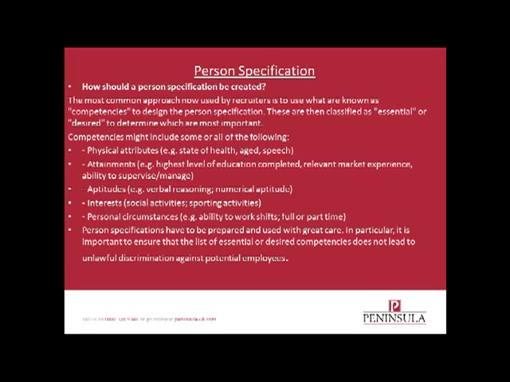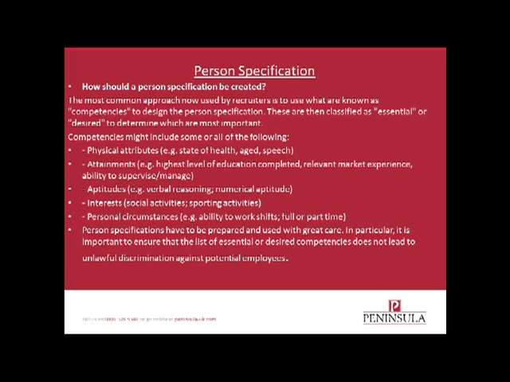So aptitudes. Interests, social activities, sporting activities can give you an indication of what somebody is like. Personal circumstances: ability to work shifts, full or part-time. And then the person specification has to be prepared and used with great care. In particular, it's important to ensure that the list of essential or desired competencies does not lead to unlawful discrimination against employees. So you've got to really be careful of discrimination here. You might have a wish list, but remember, that wish list is a wish list. Don't discriminate. Don't put discrimination on there.